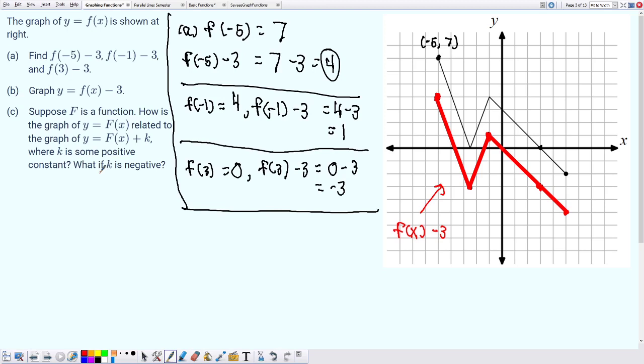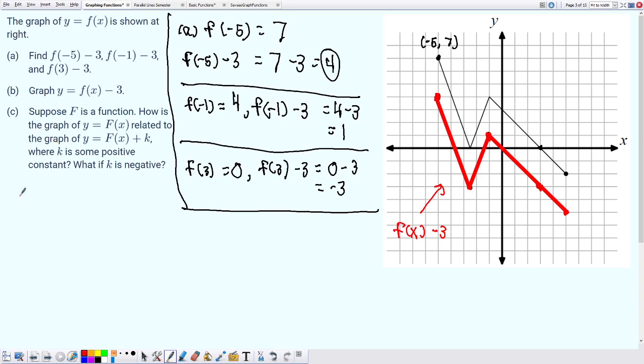Part C asks us, suppose f is a function, how is the graph of y equals f of x related to the graph of y equals f of x plus k, where k is some positive constant? What if k is negative? Well, we looked at an example where k is negative with this negative 3. And we saw that it shifts down 3 spaces.